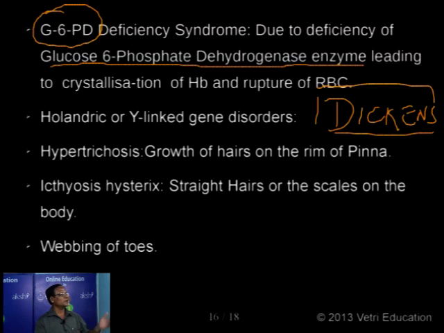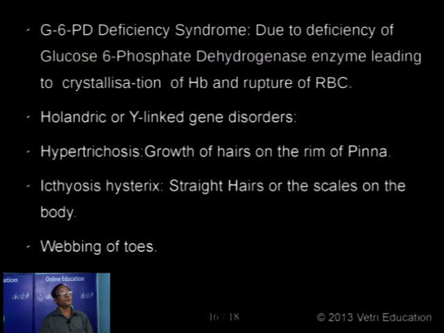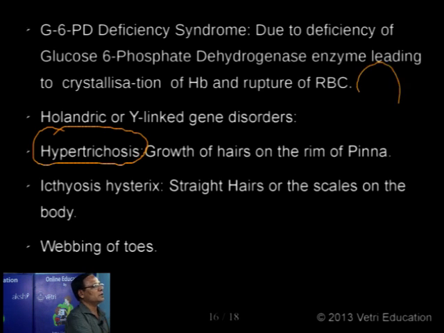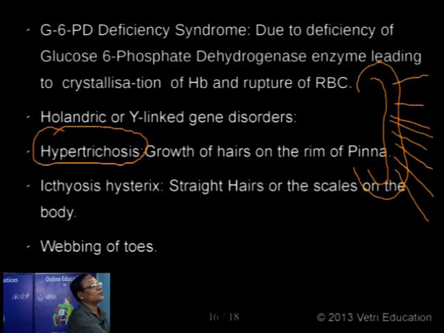Now we have the holandric, or hemizygous, genes. These genes are exclusively found in males, and in some cases they cause disease. One is hypertrichosis. This is not a disorder, only a condition. In the case of males, you may have seen this on the earlobe: on the rim of the earlobe, long hairs are formed. This is what is called hypertrichosis. You can see this in males only. And we also have another disorder, ichthyosis hystrix.